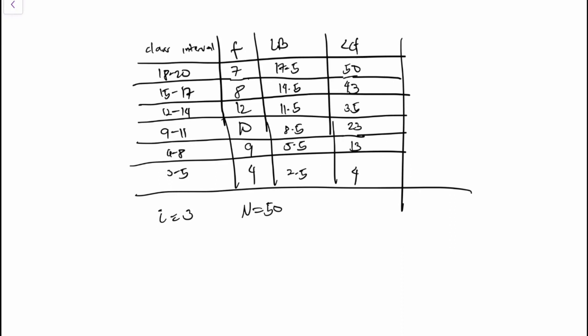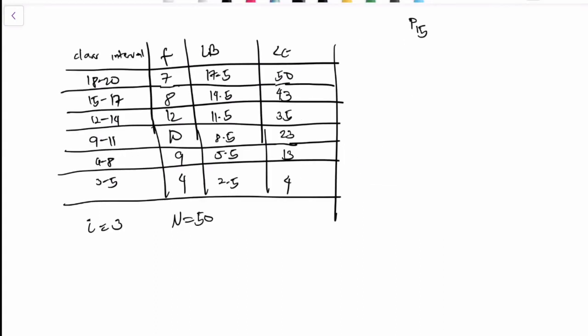Now, how will you know if your cumulative frequency is correct? You look at the last row of your table. If the frequency of your last class interval, which in this case is 3 to 5, is equal to the cumulative frequency, which is the case here, 4 and 4, it means that your column for cumulative frequency is correct.